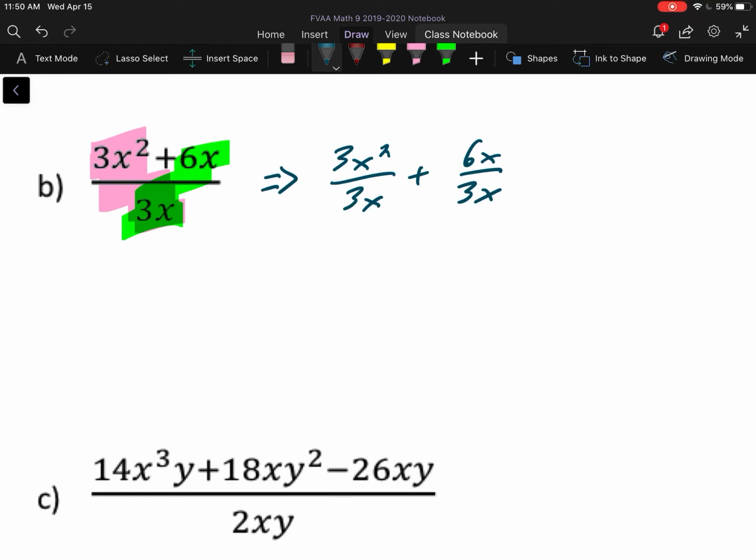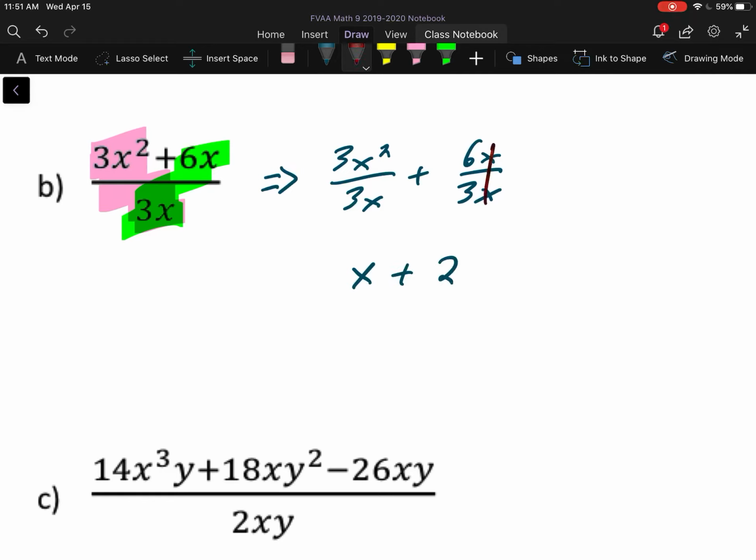Okay, again, each term in the polynomial numerator gets divided by our monomial denominator. I'm distributing essentially the denominator to each term of the numerator. And then 3 divided by 3 is 1. X squared divided by x just leaves me with x.